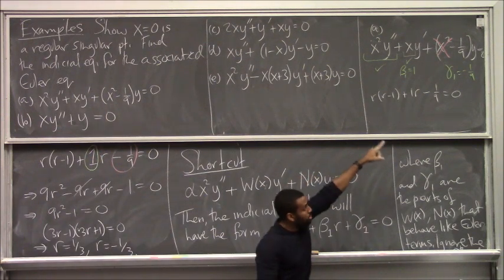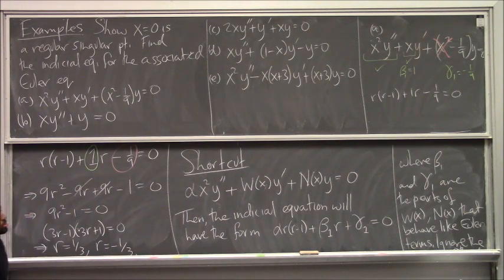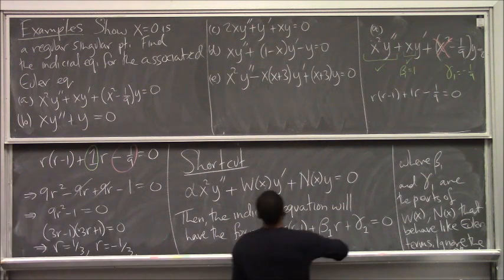Ignore the x squared. So can you show us one with an alpha that's not one? I think B is going to be different. We're going to do B. We're going to make sure that you get what I'm saying.